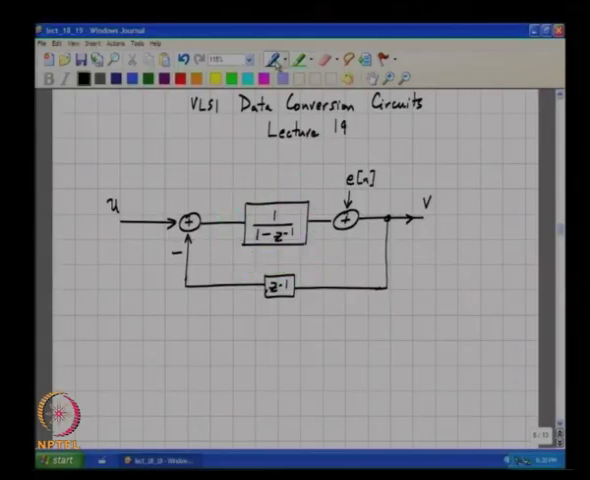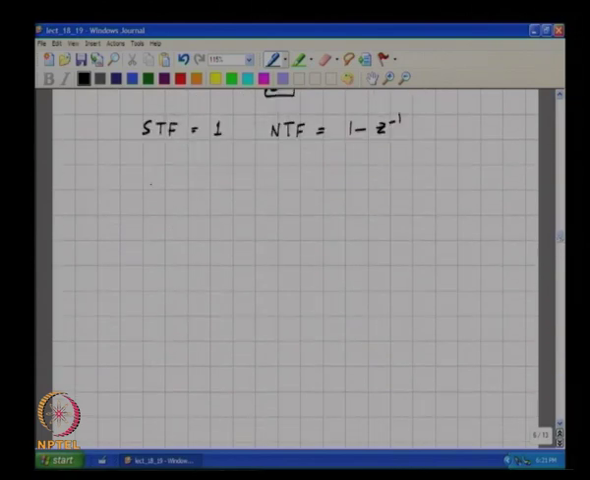So, when we replaced A with 1 by 1 minus z inverse, we saw that the signal transfer function is given by 1 and the noise transfer function is given by 1 minus z inverse. The noise transfer function therefore relates the effect the quantization noise has on the output sequence.